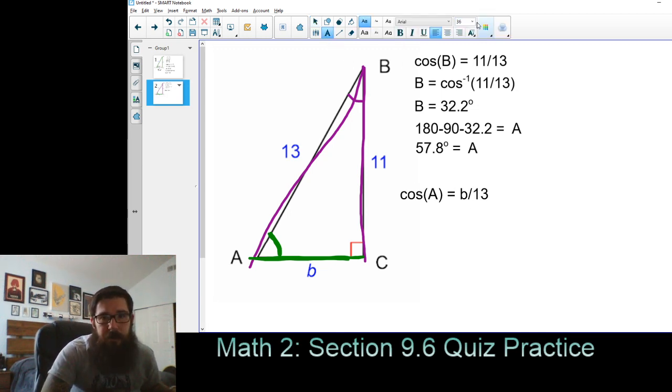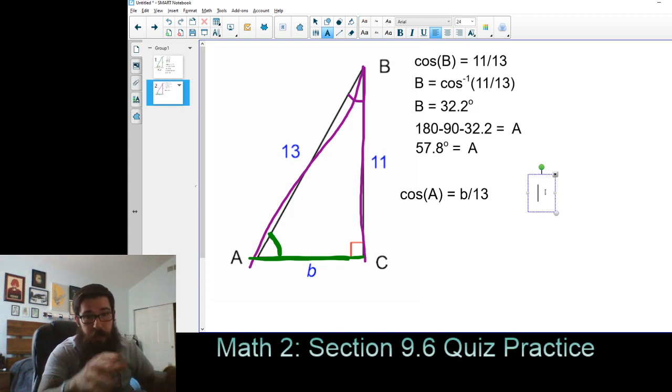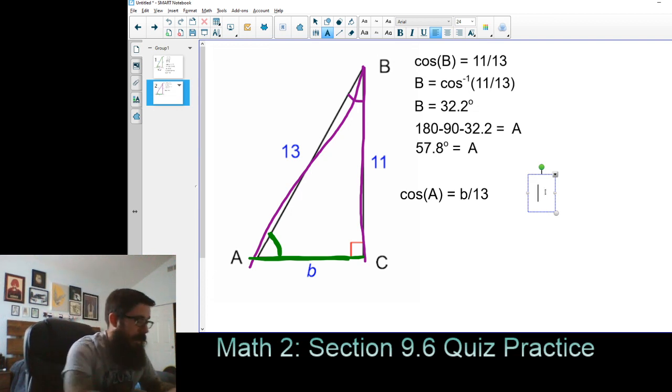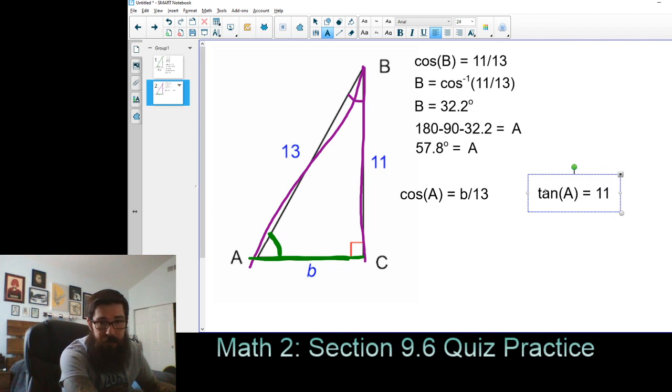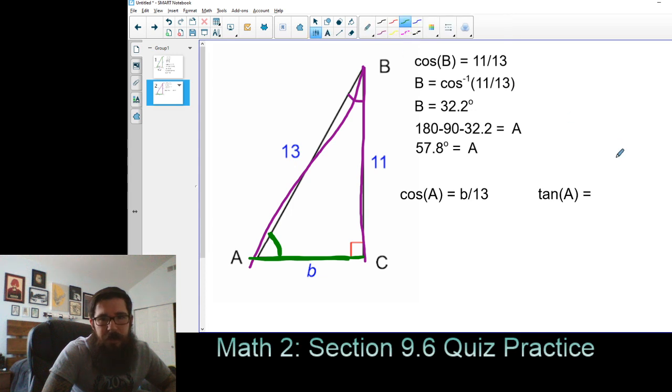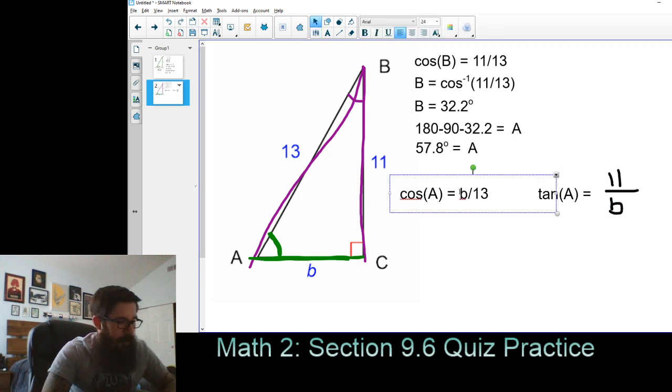I am also going to do, because it's relative to angle A, that side length I'm looking for is the adjacent side. So I could also do tangent of A is equal to the opposite side, 11, divided by the adjacent, B. Actually, I'm going to write out both of these. So, what did I say? 11 over B. I think it's just going to make it a little clearer what I'm doing. This is 11 over B. If I come to this one, this is B over 13.